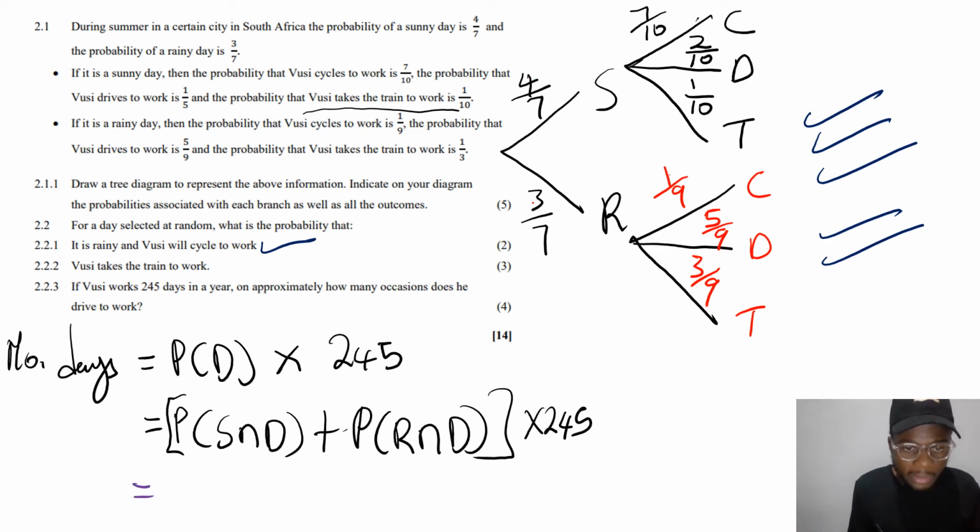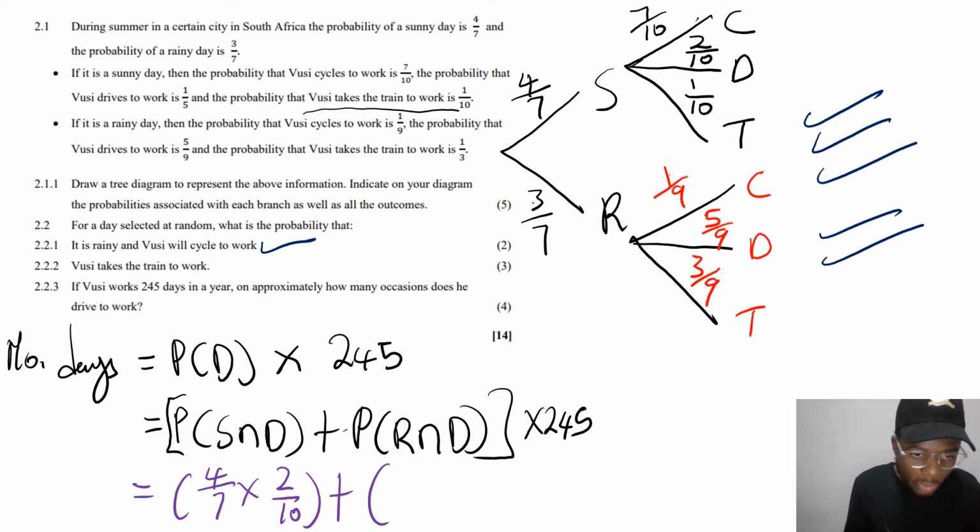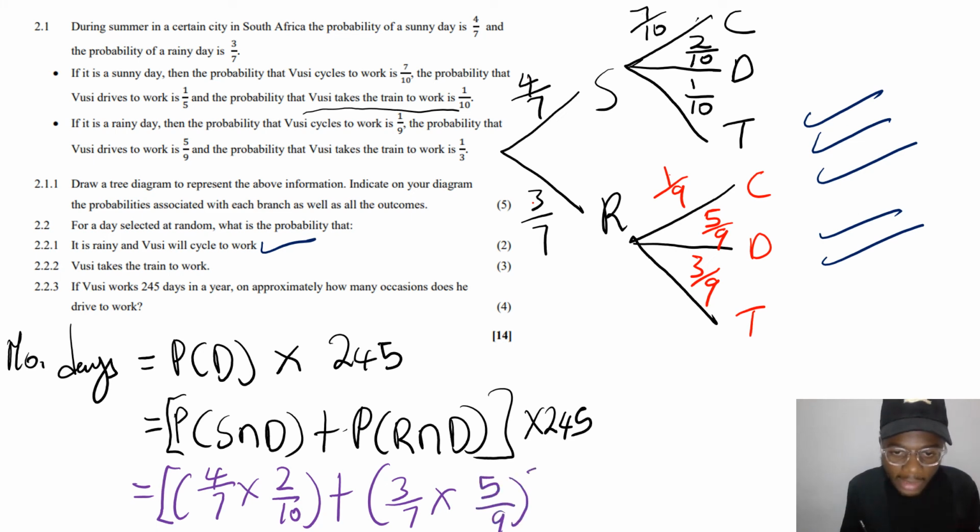Then this gives us the probability of a sunny day, 4/7, multiplied by the probability of him driving on a sunny day, 2/10 or 1/5, plus, let's use our square bracket so that we can apply maths wisely. The brackets are very important. The probability of a rainy day is 3/7 multiplied by when he drives on a rainy day, which will be 5/9. You can see that, multiplied by 245. Then you can use your calculator to get the number of days. Then we are done.